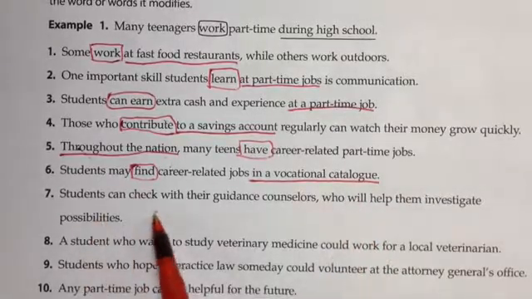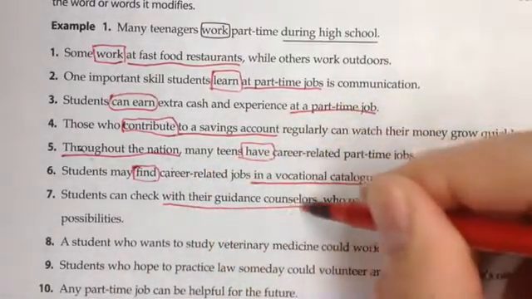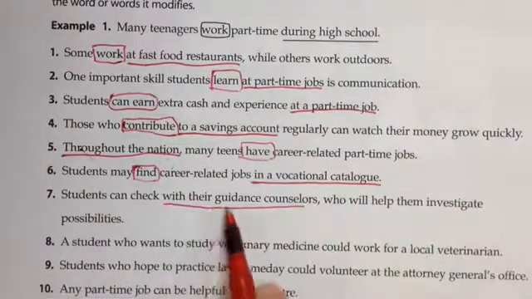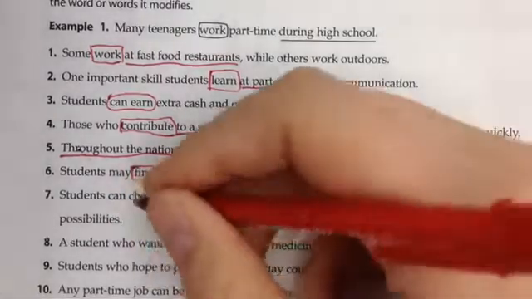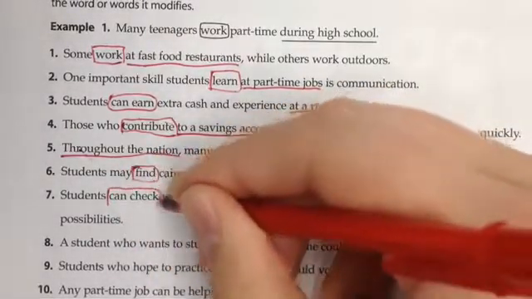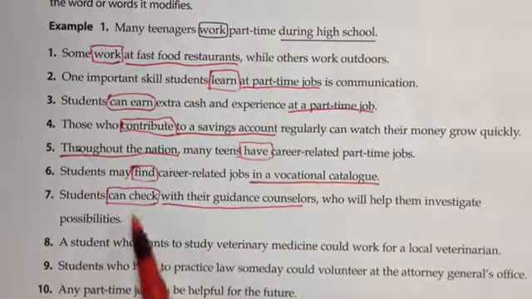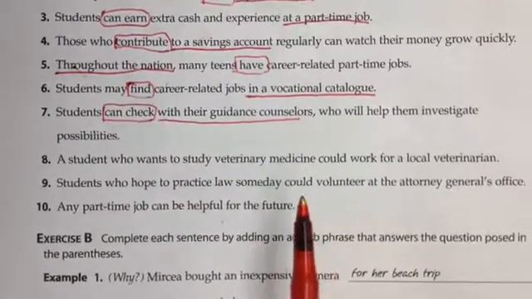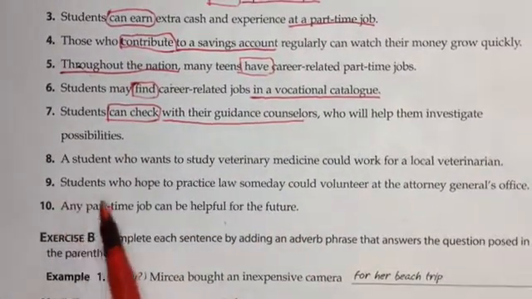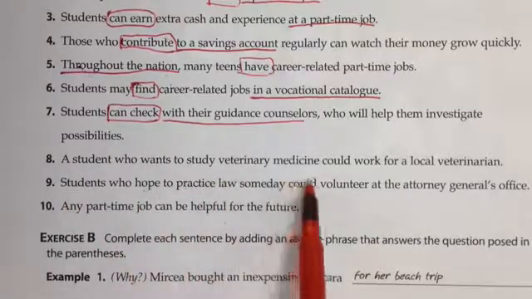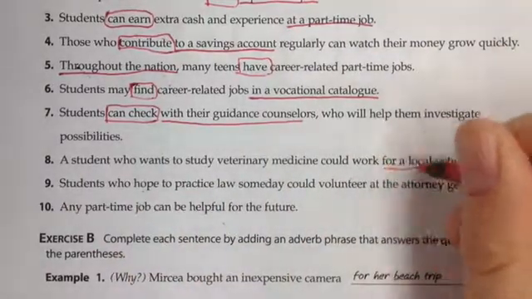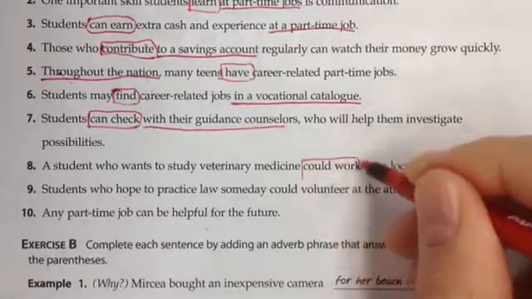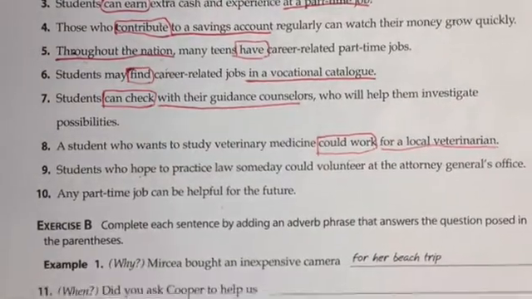7, students can check with their guidance counselor who will help them investigate possibilities. With is a preposition. Here is our object of that preposition, and it all describes can check, which is a verb. Where can they check, or how can they check? 8, a student who wants to study veterinary medicine could work for a local veterinarian, and this describes could work, and it tells us where they could work or how they could work.